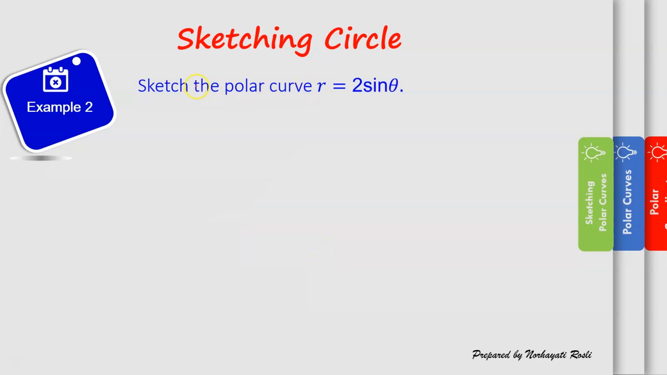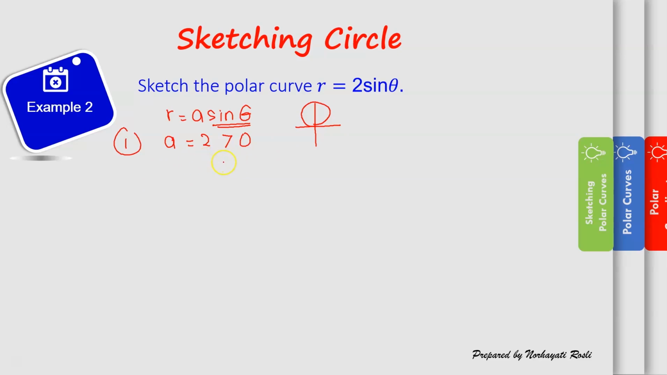Now we go to example 2. The question asks us to sketch the polar curve r equal to 2 sin theta. In general, we have a formulation of r equal to a sin theta. First, in this case, we need to check the value of a. a is equal to 2, which is greater than 0. And our function here is a sin theta, meaning that in general, we will have a circle on the positive side of the y-axis.